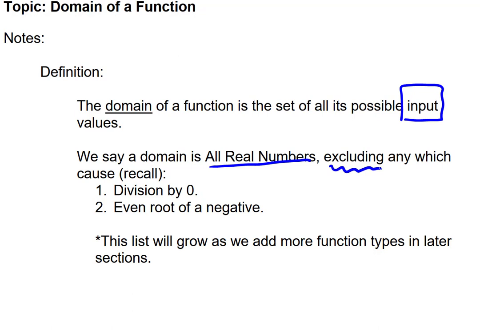As you may recall, we've seen this before with expressions. We can't divide by 0, and we can't take the even root of a negative number, at least within the real number system. And so those two conditions are where we'll look to find values to exclude from all real numbers for a domain of a function. Now, these are only two possible cases we have to exclude. This list will definitely grow as we add more types of functions later on.